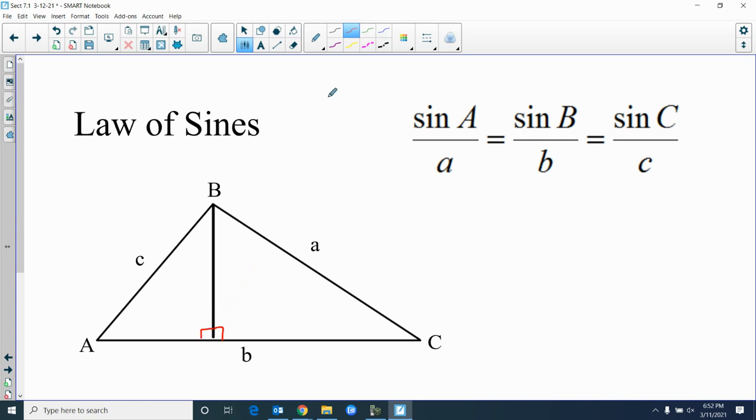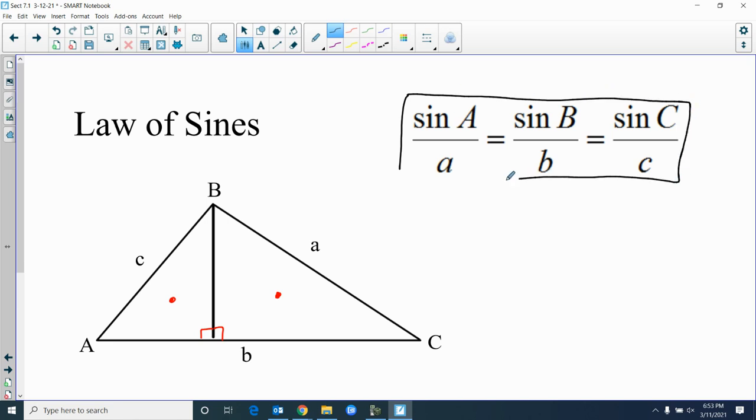So we're going to create two right triangles. We've got this smaller right triangle to the left, and we've got the bigger right triangle to the right. What we want to do is develop this right here. This is our law of sines. Now we only use two at a time. You only use, like, sine of A over A equals sine of B over B, but all three of them are equivalent.